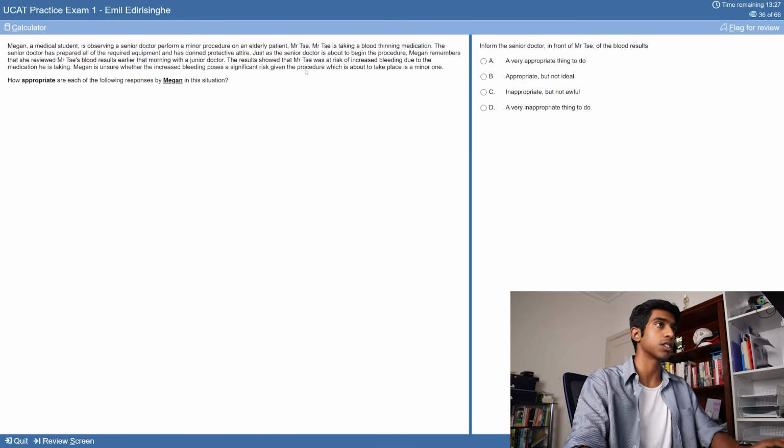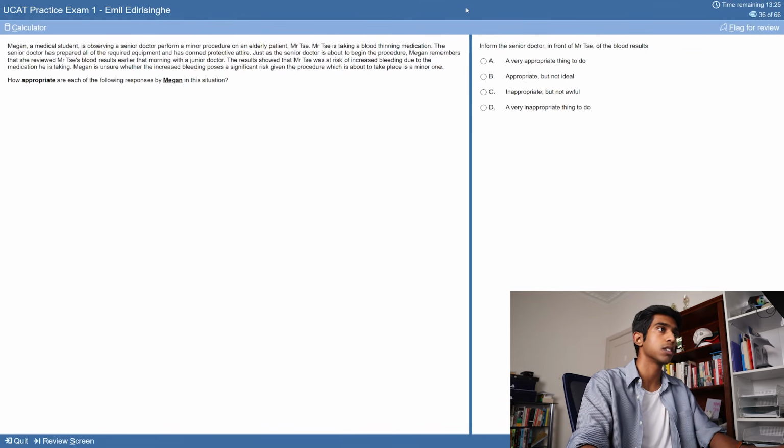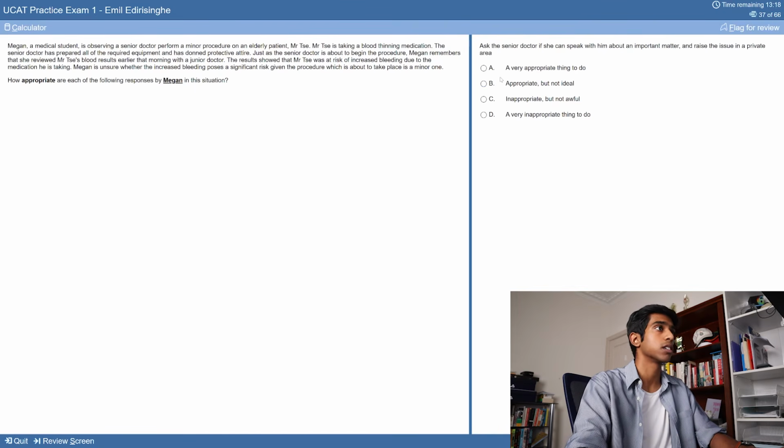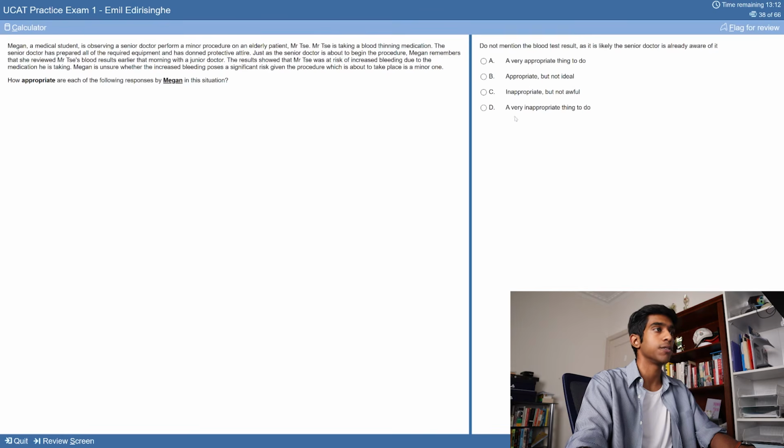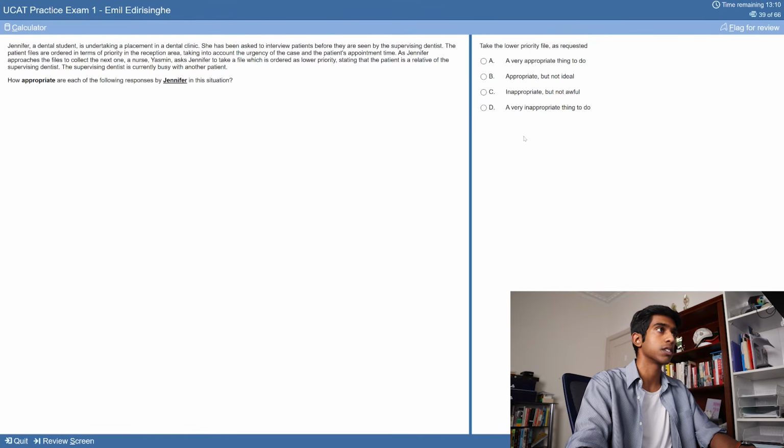Inform the senior doctor in front of Mr. Say of the blood results. I think this is appropriate because the patient's safety is at risk, but it's not ideal because you would probably want to do it in private. Yes, this is the perfect way to deal with it. This is very inappropriate because it could put patient safety at risk.